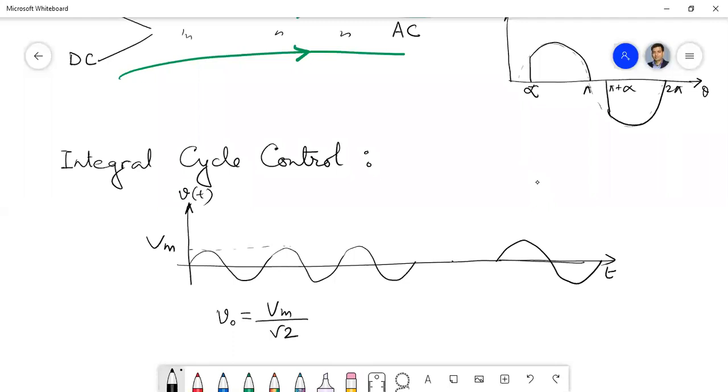If we measure after 5 cycles at least, what will be the output voltage? Do you have any guess? So Vm by root 2 into root over 4 by 5. So root over n minus 1 by n. N by n. Tell me.